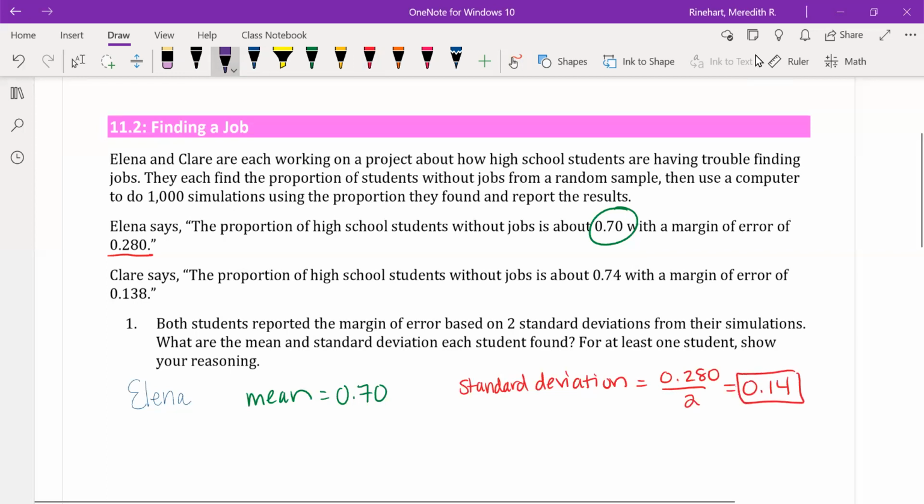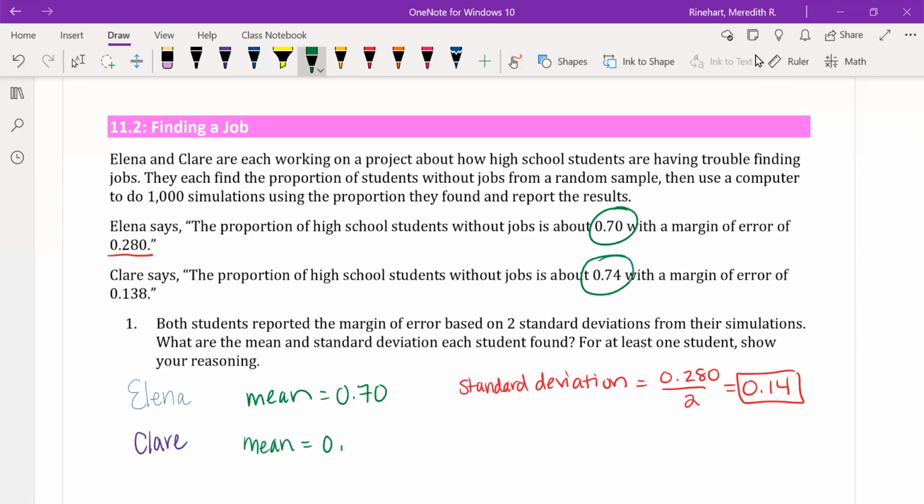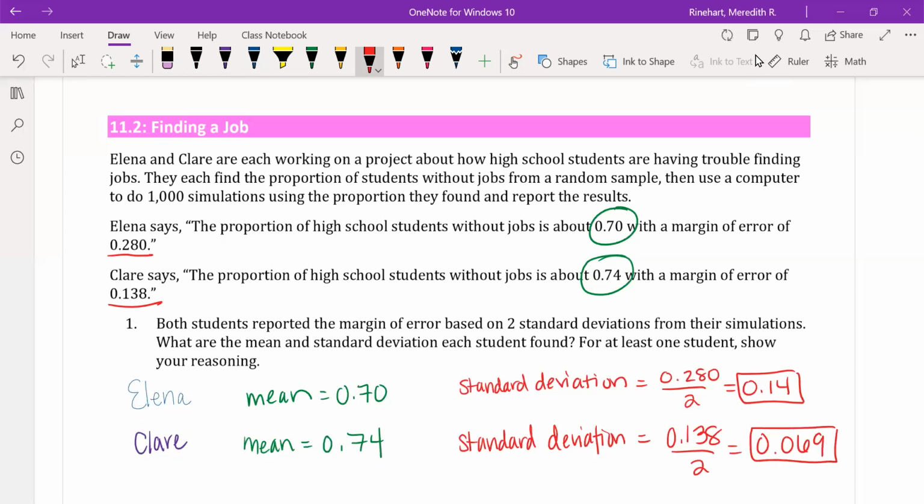Claire has a mean of 0.74. To find her standard deviation, we're going to take her margin of error, 0.138, and divide by 2. And we get 0.069. Let's go on to question number 2.